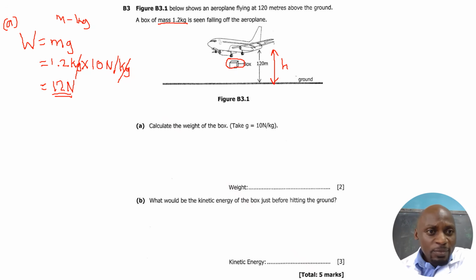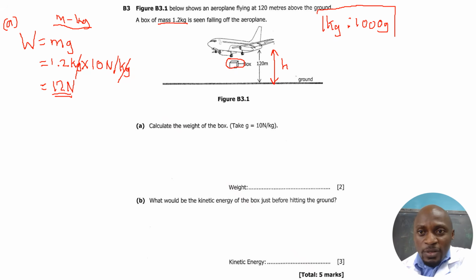Remember, each time you're asked to calculate the weight, your mass should always be in kg. If you are given mass in grams, convert to kg, and remember that 1 kg is equivalent to 1000 grams. So if you have to convert, you can use that relationship. But for this question, our mass was already given in kgs, so there was no need for us to convert. Okay, let's proceed to B.